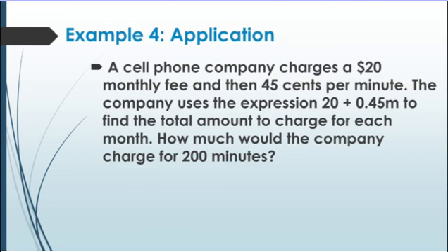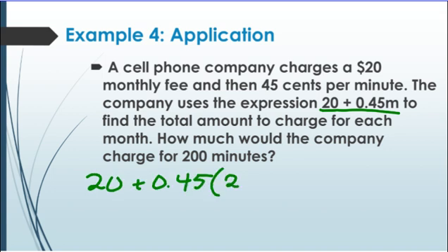Let's take a look at some word problems. A cell phone company charges a $20 monthly fee and then 45 cents per minute. The company uses the expression 20 plus 0.45m to find the total amount to charge for each month. How much would the company charge for 200 minutes? So m in this expression stands for minutes. So I substitute 200 in for m to find out how much the company would charge.